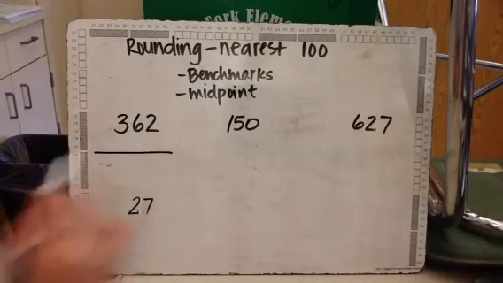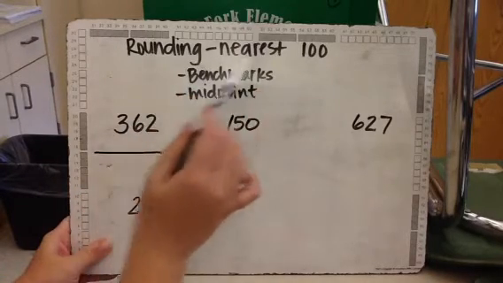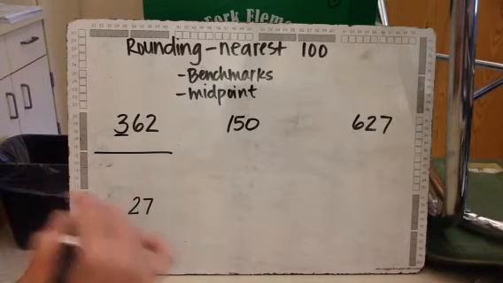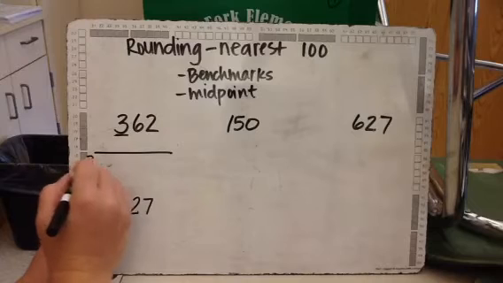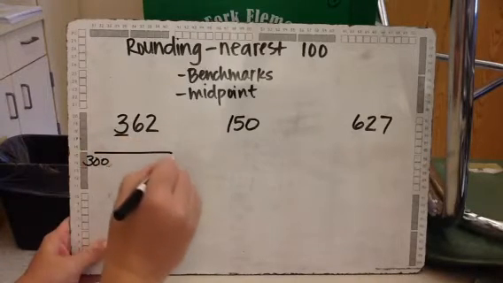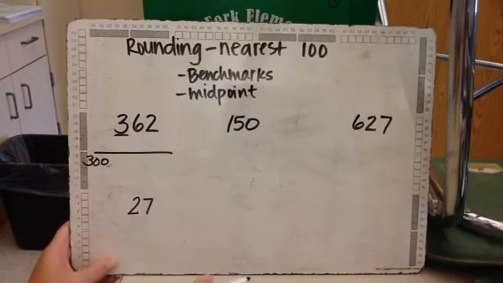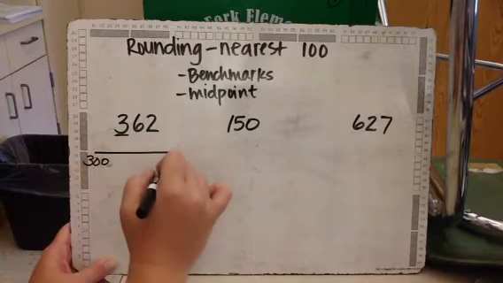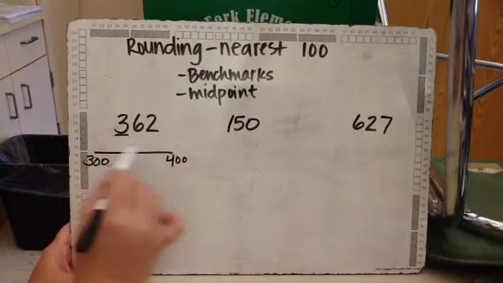362. I'm going to make my number line, and then since I'm rounding to the nearest 100, I'm going to focus on this hundreds place, 300. 362 is in the 300s, so 300 is our starting benchmark. So now I need to figure out what the next 100 is. And if I'm not sure right away, I can just do a quick skip counting of 100, 200, 300, 400. So there are my benchmarks.